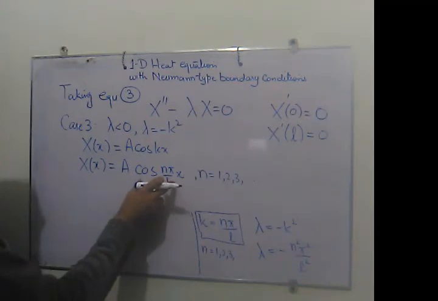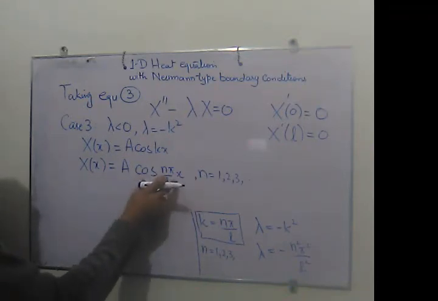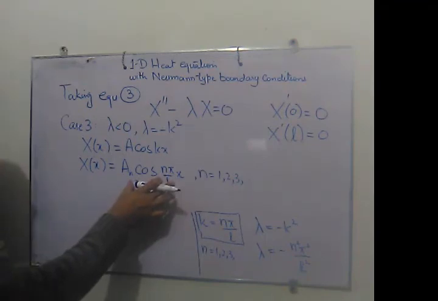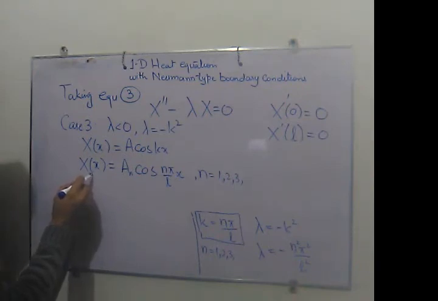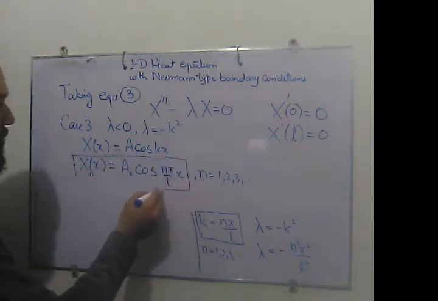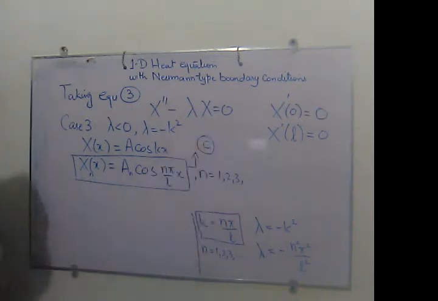Now since there are several cos terms here and each cos term must have its own coefficient, therefore for n cos terms we have n coefficients. Since there are multiple solutions, n solutions or infinite solutions, we have to put subscript n here as well to show that these are the multiple solutions. So by this method we have found the solution for equation number 3 and we call it C.